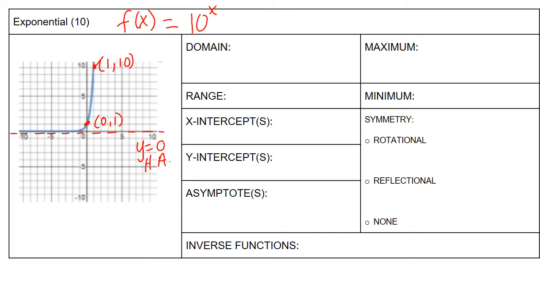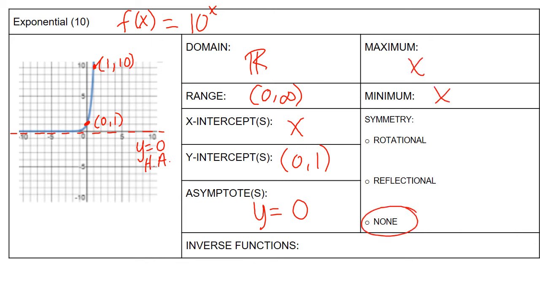The only thing that changes is the steepness of my function. That means I'm growing faster, right? So the function is now growing even faster. So the steepness has changed. But everything else is still the same: domain all real numbers, range still from 0 to infinity. My y-intercept is still at 0, 1. My asymptote is still at y equals 0. I still have no maximum, no minimum, no symmetry. And that's because it still is an exponential.